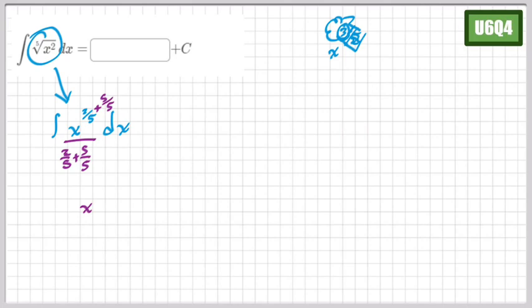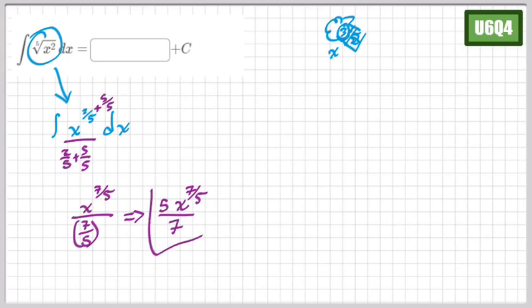We get x raised to the 7 over 5 divided by 7 over 5. And because we have a fraction inside of a fraction, we definitely don't want to leave it like that. So this is going to be 5 x raised to the 7 over 5, over 7. And this is the answer. This answer is good.